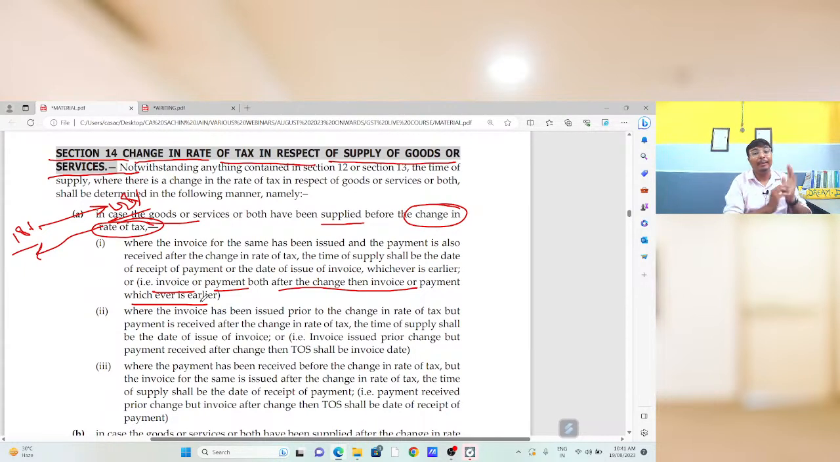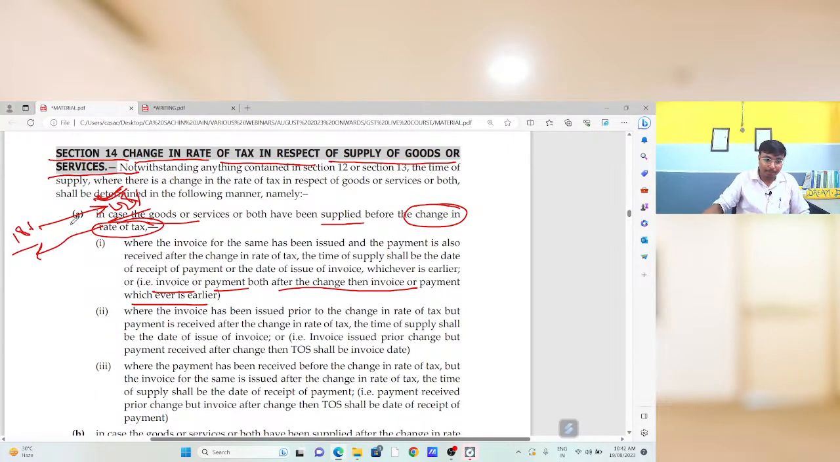But I issued the invoice after the change in rate of tax, and I received the payment after the change in rate of tax. In that case, invoice or payment, whichever is earlier. That means in that case, the time of supply will be at the time when the rate was 28%, and GST should be charged at the rate of 28%. Is that okay? You will say that the goods were already supplied, so now the rate should be 18%, but we need to decide from the invoice and payment, because the invoice and payment both are after the change in rate of tax. In that case, invoice or payment whichever is earlier.